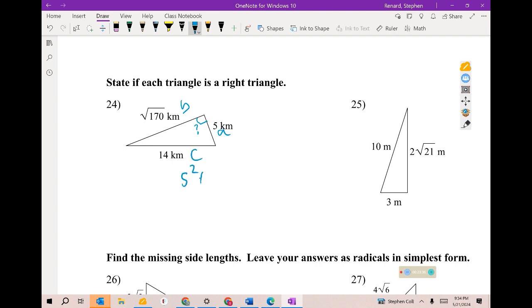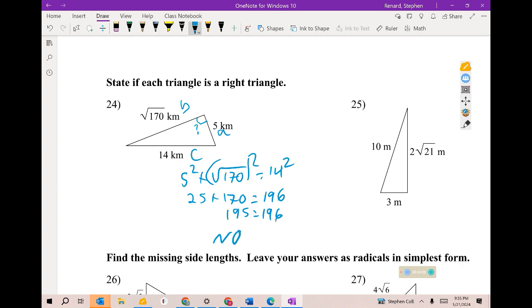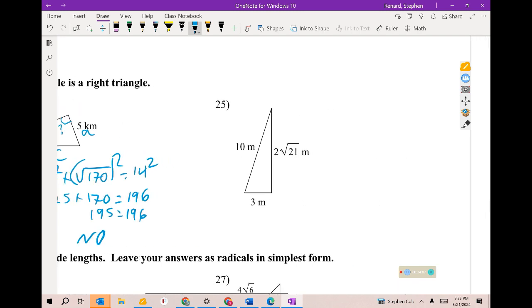So we'd have 5 squared plus the square root of 170 squared equals 14 squared. All right triangles follow the Pythagorean theorem. So if it follows the Pythagorean theorem, then it's a right triangle. It's a two-way street. 25 plus 170 equals 196. That gives us 195 equals 196. That is not true, so no, that's not a right triangle.